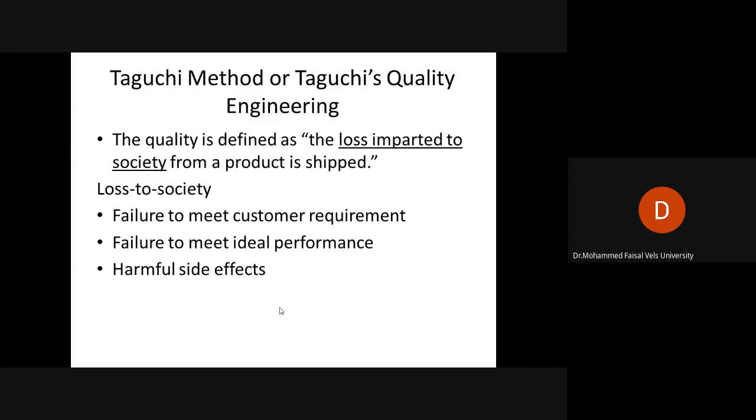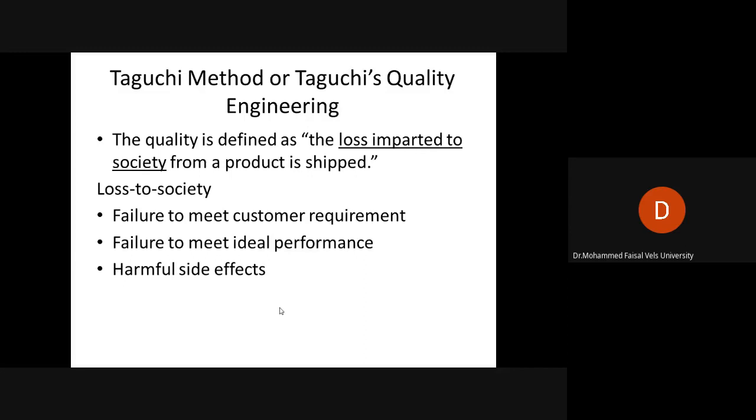But Taguchi emphasized that design should be included when we try to do the manufacturing. He talked about how quality starts from the design. He came up with the concept that quality starts from the design itself. It should not come only when we do the actual manufacturing.